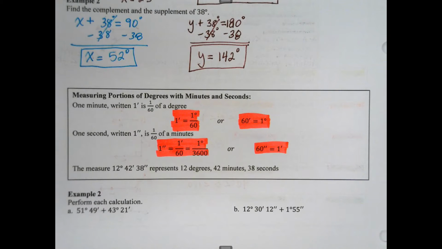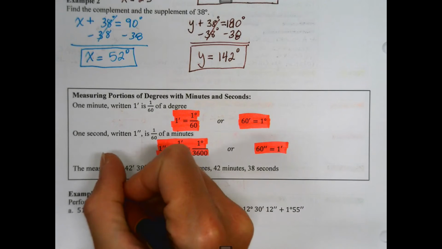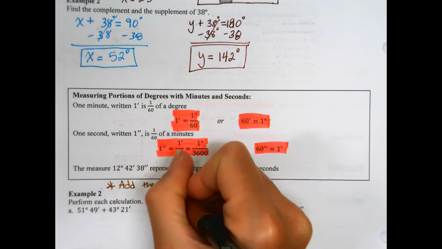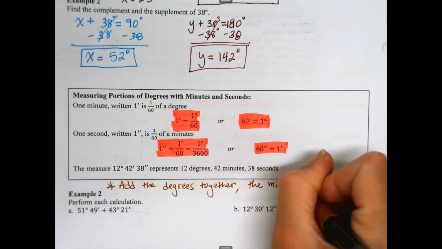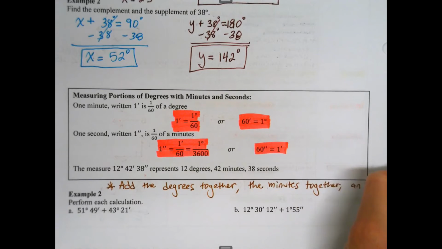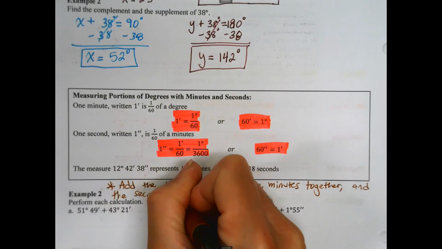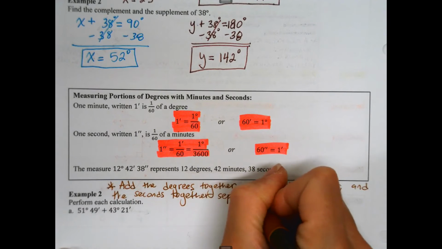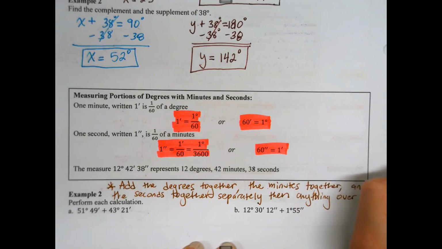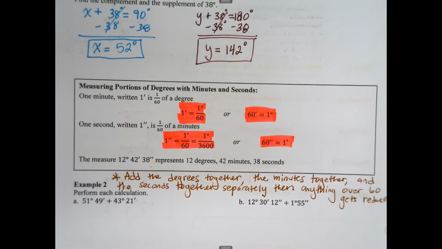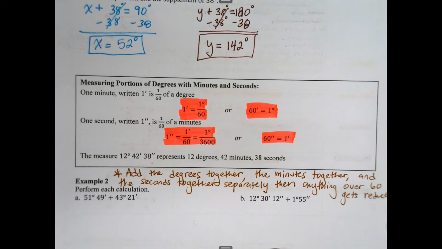Example 2 has us adding 2 angles together that are in degrees, minutes, and seconds. Whenever we are going to add with degrees, minutes, and seconds, we're always going to add together the degrees, the minutes together, and the seconds together separately. Then anything over 60 gets reduced. So 51 degrees, 49 minutes plus 43 degrees, 21 minutes.